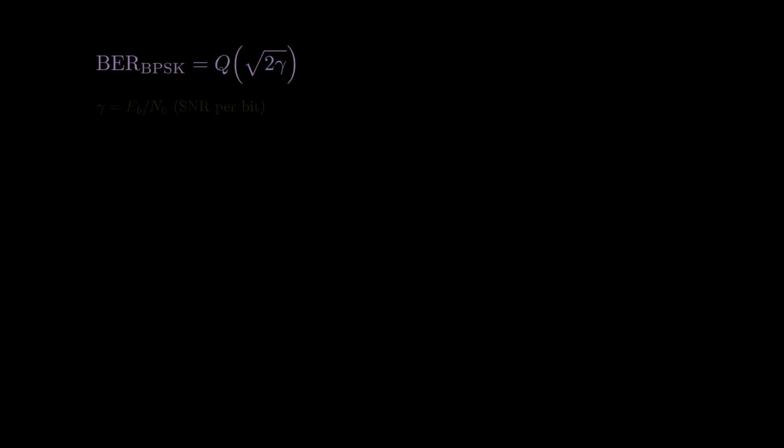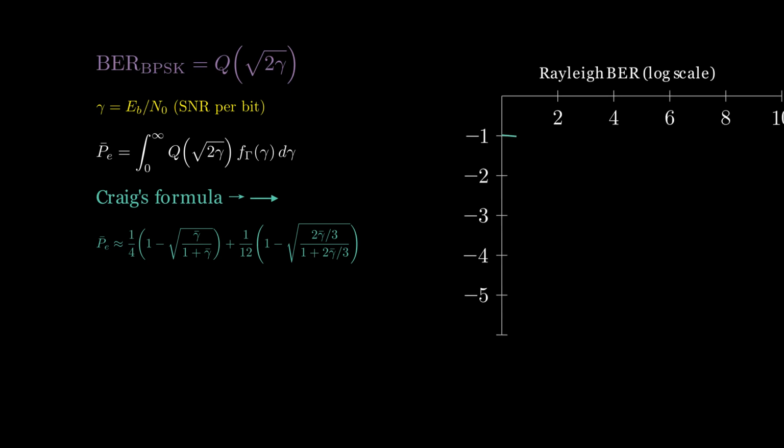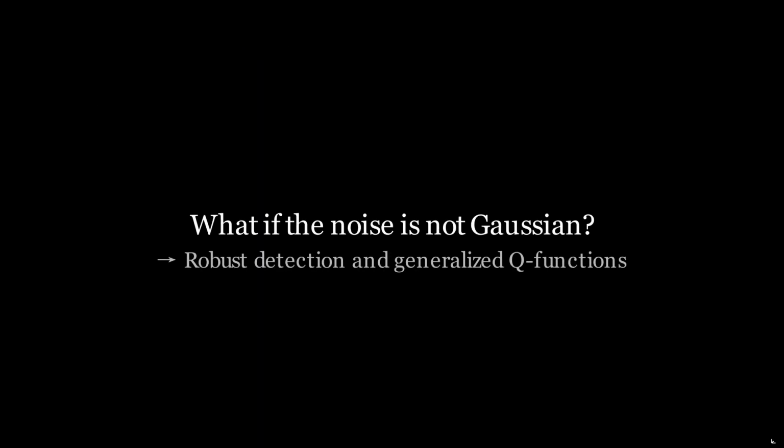These approximations are the workhorses of modern wireless communication analysis. The bit error rate for BPSK modulation is Q of root 2 gamma, where gamma equals E sub b over N sub 0, the signal-to-noise ratio per bit. Over a Rayleigh fading channel, the average bit error rate requires integrating Q of root 2 gamma over the exponential fading distribution. Substituting Craig's two-term approximation converts this average into a simple closed-form expression involving the fading channel statistics. This technique generalizes to any fading model whose moment-generating function is known.